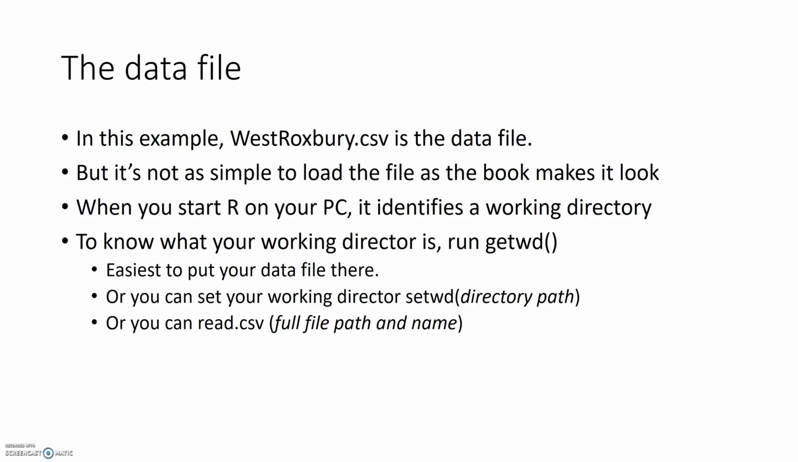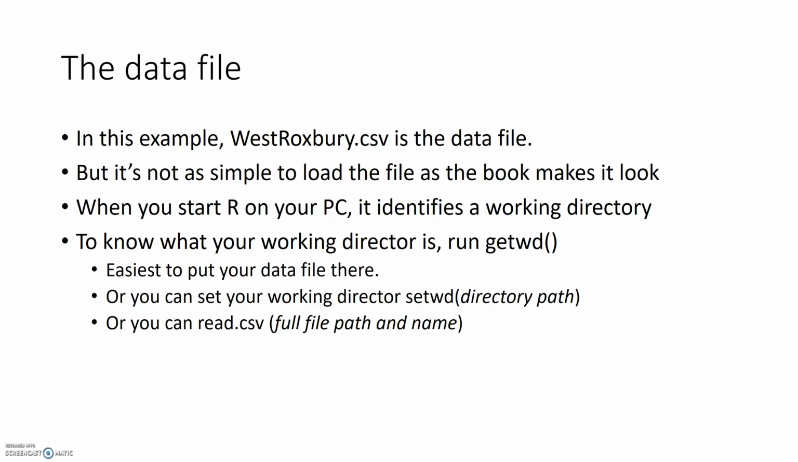That's fine if you know what that directory is. If you don't know what that directory is, you can run a command in the R environment called get working directory. It's getwd. It's a function, so of course it needs whatever follows to be in parens. In this particular case, there's nothing that we pass to that function. There's no argument, so it's just get working directory, open paren, close paren. And it'll tell you what your working directory is. So the easiest thing for you to do is put your westroxbury.csv file in that working directory. And that's just a matter of copying and pasting.